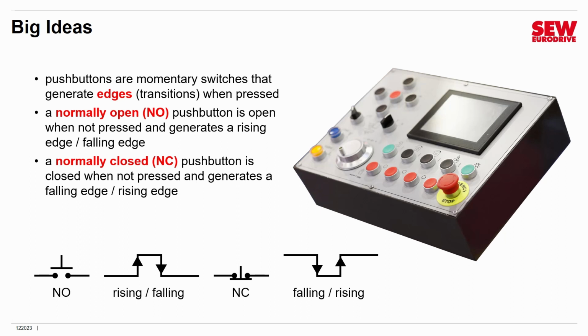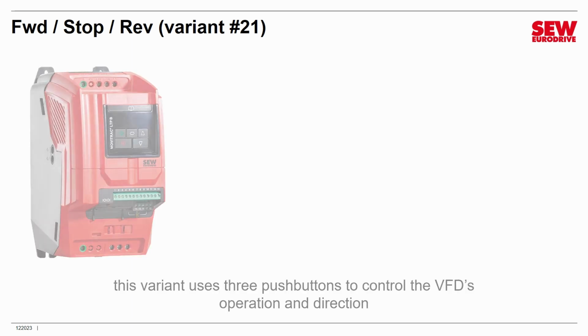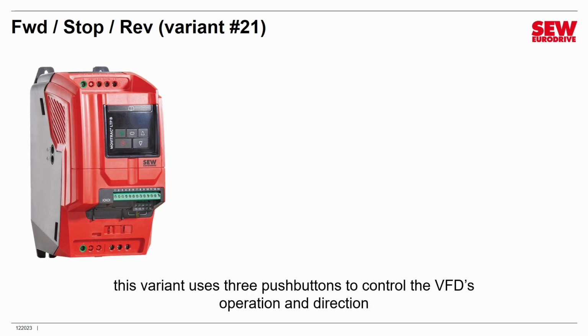Now, why is this important in control? Very simple, the VFD responds not to the on-off conditions, not to the highs or lows, it responds to the transitions, to the edges. The VFD is watching for the transitions and it's going to do something when it detects an appropriate one. To make this clear, we're going to look at variant number 21 of terminal control mode. This is what's called the forward stop reverse variant. This variant uses 3 push buttons to control the VFD's operation and direction.